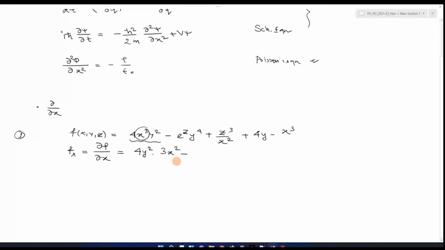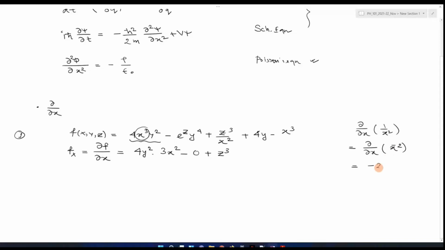If anyone has confusion, please let me know. Next, e to the power z, we can treat it as constant, again constant, this term will give us 0, plus z cube is constant, and this one will be d dx of 1 by x squared, which will be nothing but, let me write from the very beginning, then I will start making it fast.